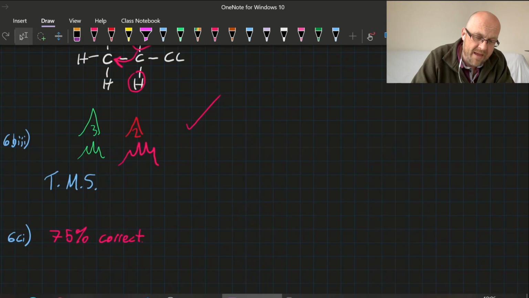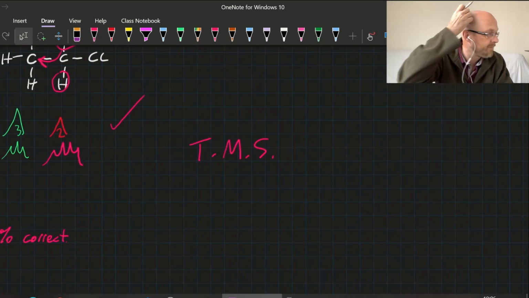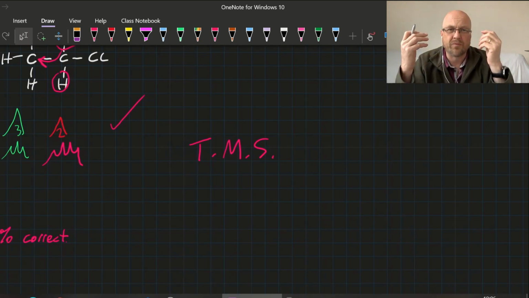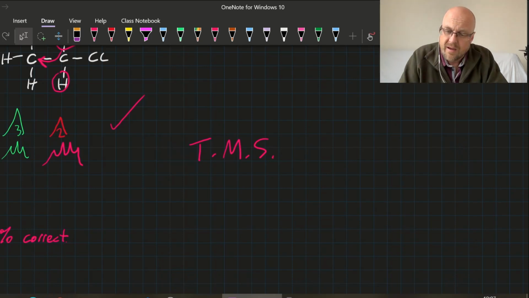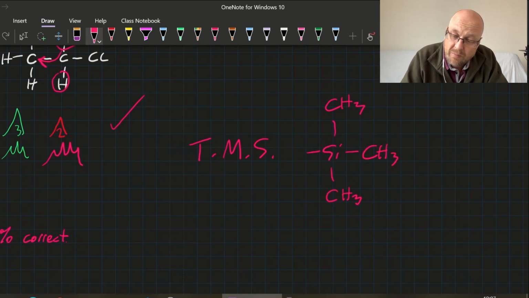On to TMS, tetramethylsilane. Why is it a reference standard? Multiple reasons. It has a low boiling point, so you can boil it off of your substance easily. I would also think that's probably what's more important, is it has a very strong peak because it has 12 carbons, 12 hydrogens in the same environment. So it has a very strong peak.